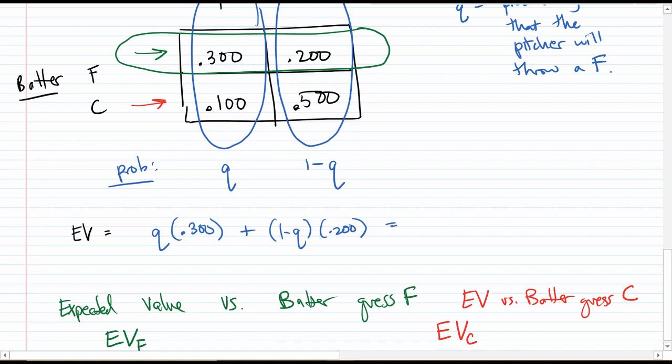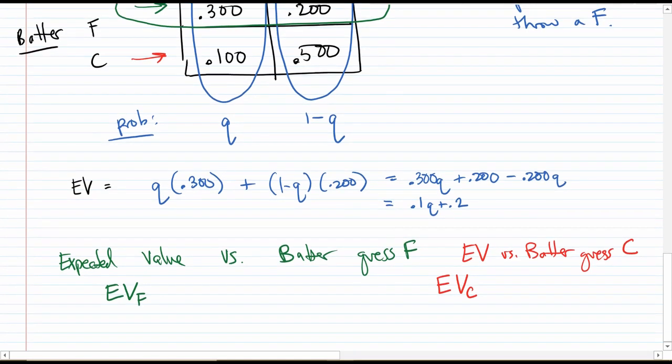And so what does that equal? Again, let's just distribute and simplify. This is 0.300q plus 0.200 minus 0.200q, which simplifies to 0.1q plus 0.2. So my expected value against the fastball is given by that formula.